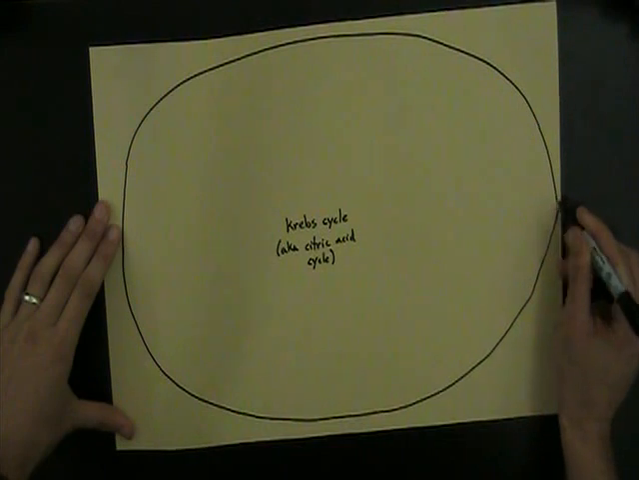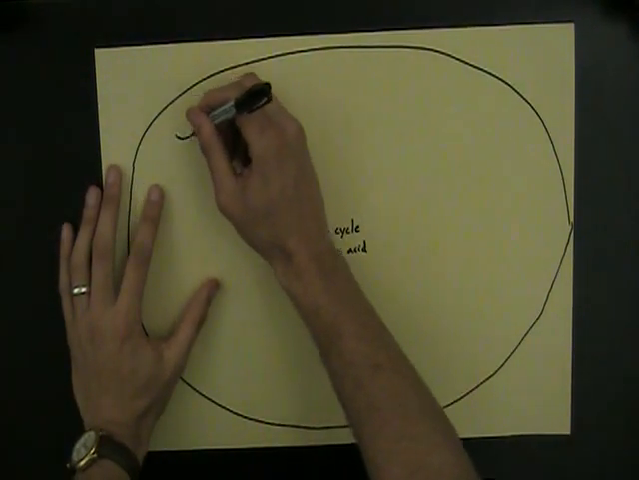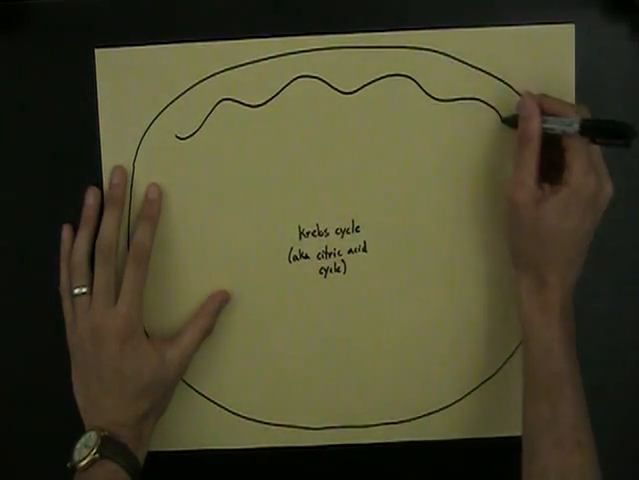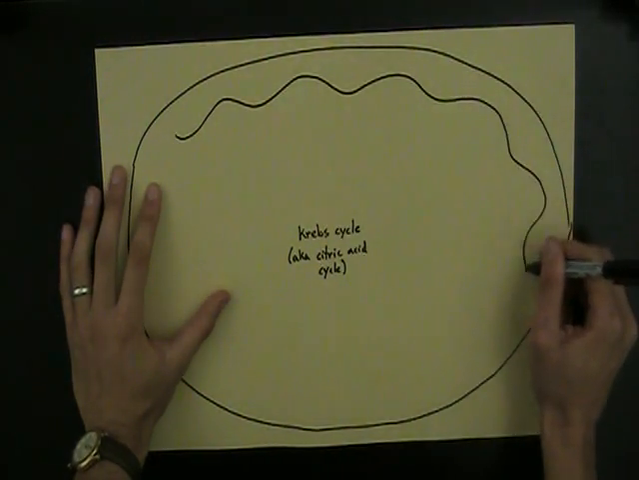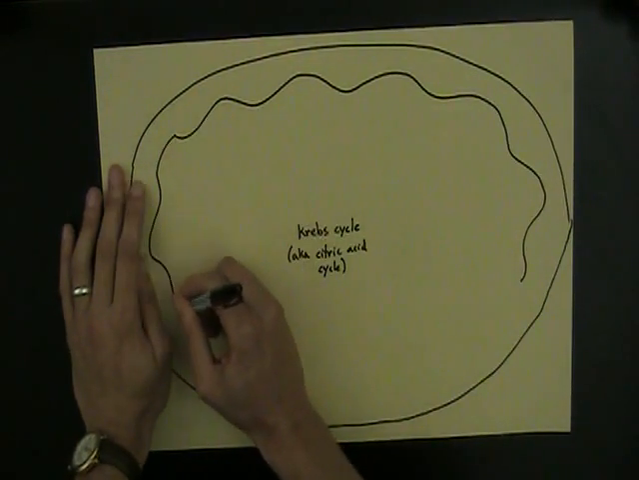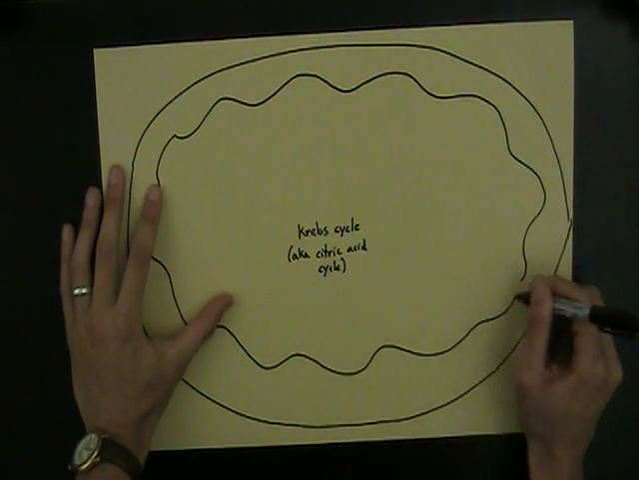Remember, mitochondria have a double membrane. The inner membrane is folded. I'm not going to exaggerate those folds very much at all, but I'm going to flatten them out a bit. In reality, these are much more pronounced folds, going right into the matrix. These folds are called cristae, remember.